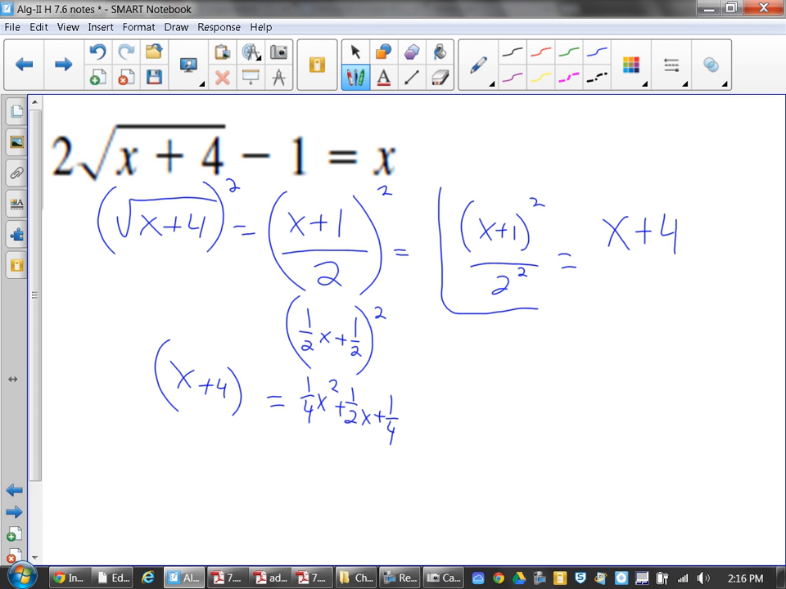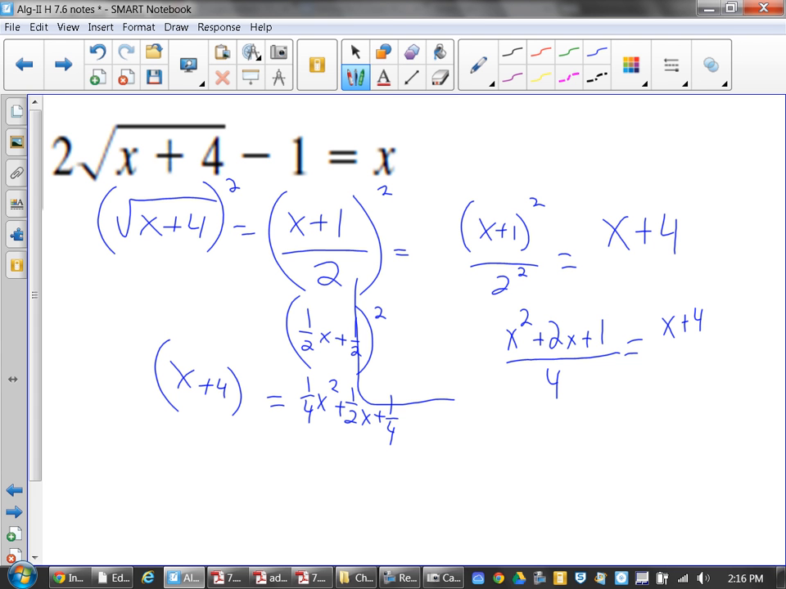Now, FOIL out the numerator. You have your x squared, 2x, and a 1. It's all over 4. You okay with that? It's the same thing as this, just not simplified out. And that equals that. So when you have fraction equal fraction, what do you have to do? Cross multiply.